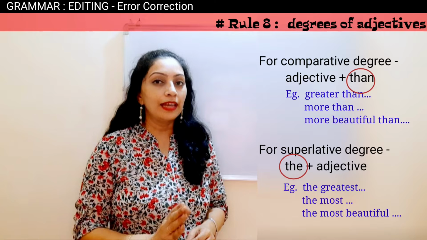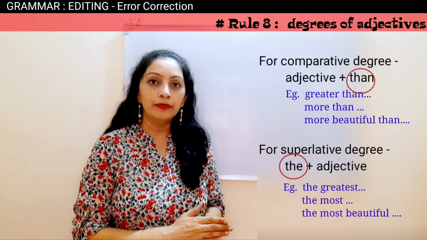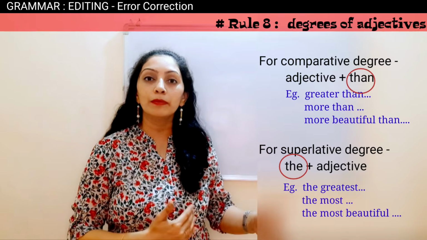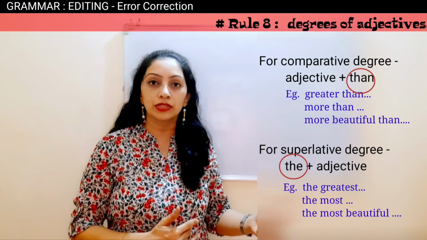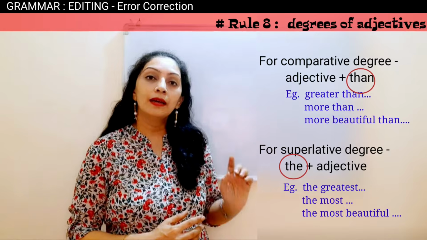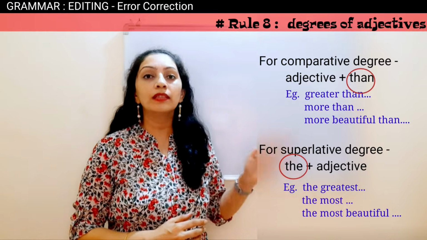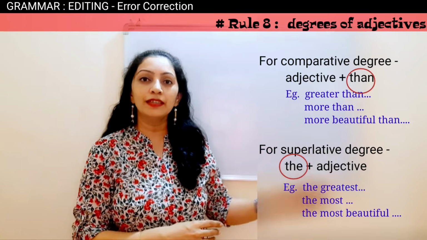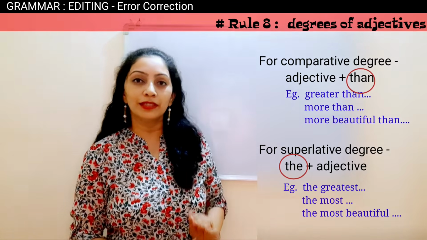If any adjective is in the superlative form, then it should have "the" before it. So these things you have to remember, like the best, the most, okay? But better than, more than, lesser than. So the comparative forms will have "than" after it and the superlative forms will have "the" before it.